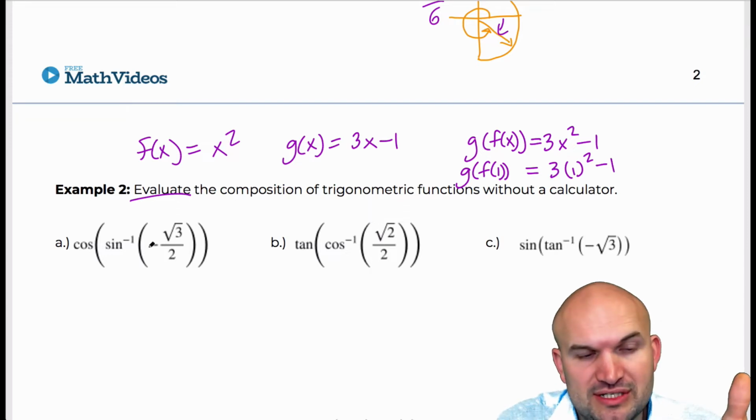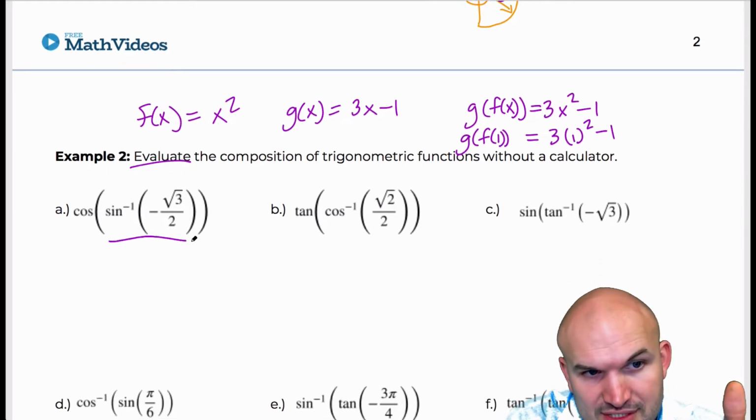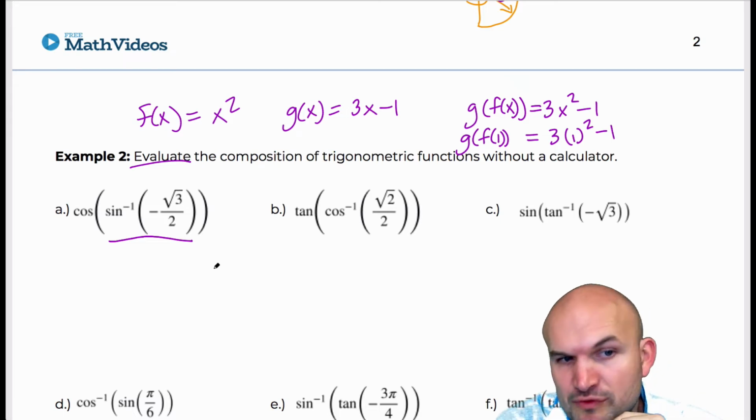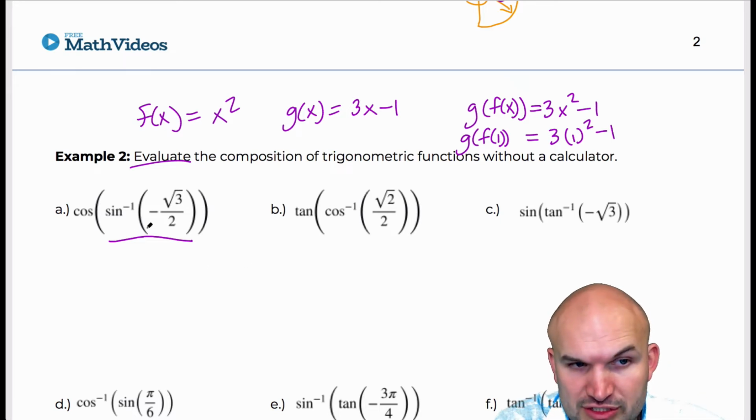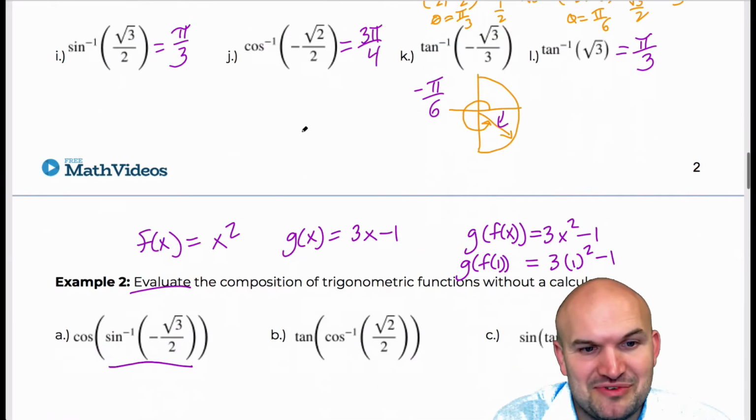So what you can see here is, in this first example, we have the sine inverse of negative square root of 3 over 2. We're going to evaluate that just like example 1. You can see there's a lot more of these examples.